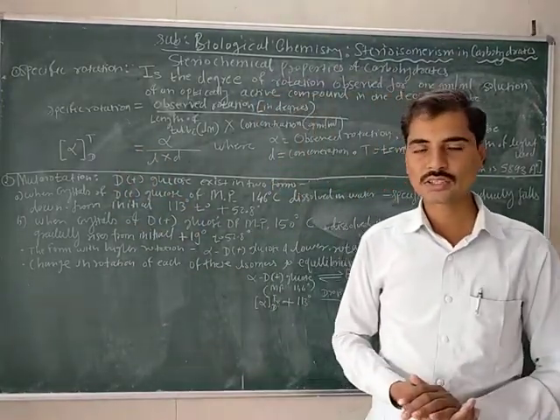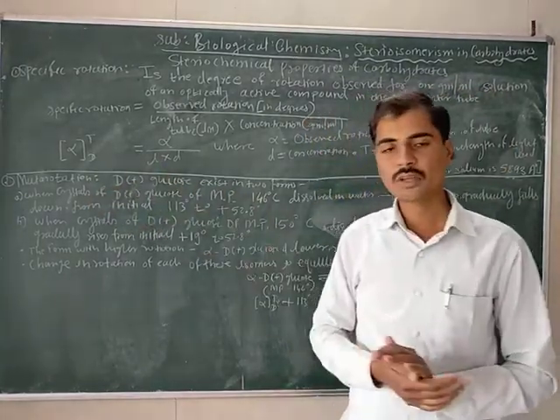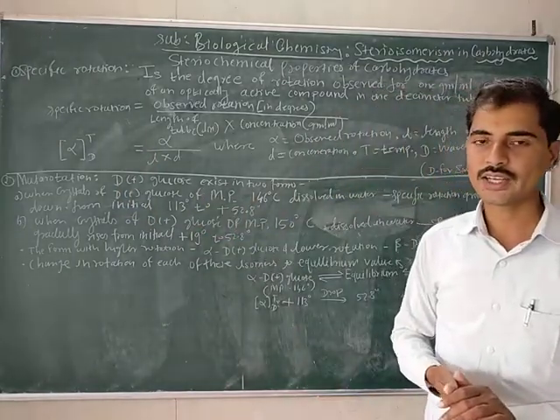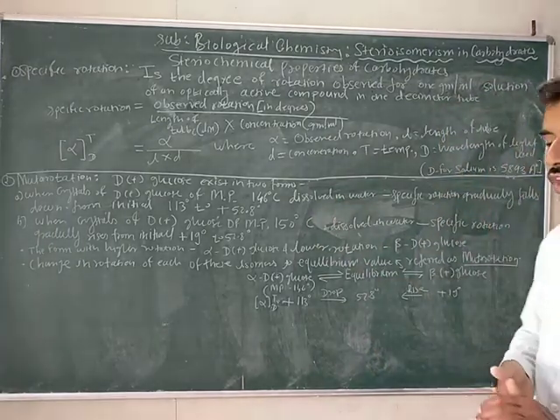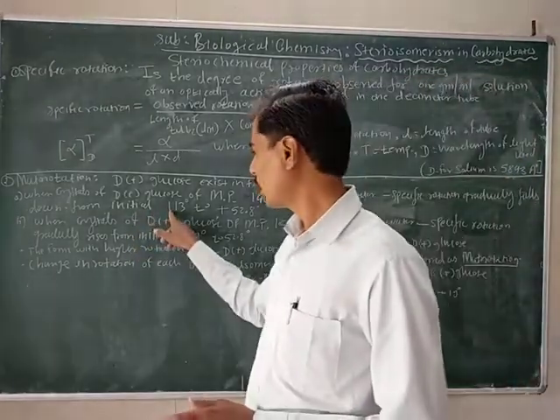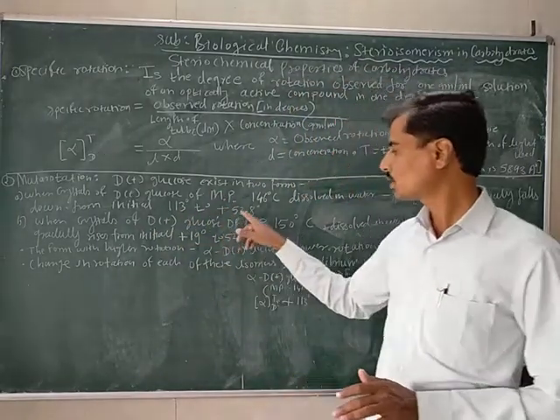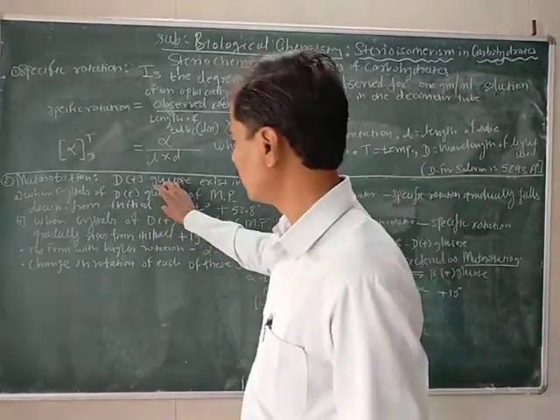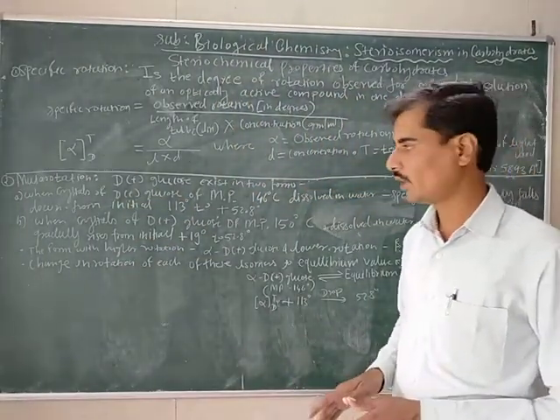When the crystals of D plus glucose of melting point 146 degrees Celsius dissolve in water, then the specific rotation gradually falls down from an initial plus 113 degrees to plus 52.8 degrees. That means here the specific rotation decreases from the initial to the final.